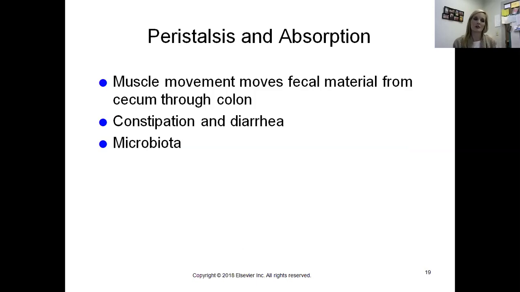Constipation and diarrhea are affected here in the large intestine. We know constipation is when someone has difficulty going to the restroom, caused by numerous different things, but we're going to see a buildup here in the colon. That's why different things, stool softeners or laxatives, something of that nature, are often given to make that move forward.